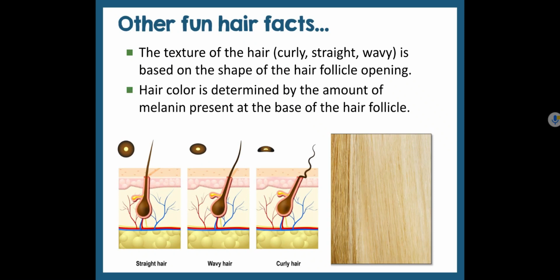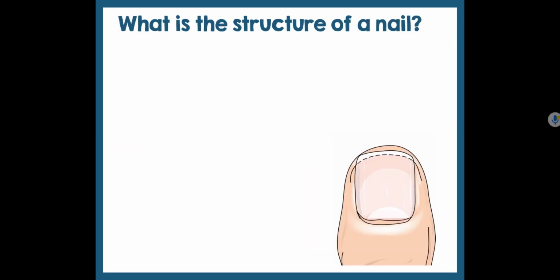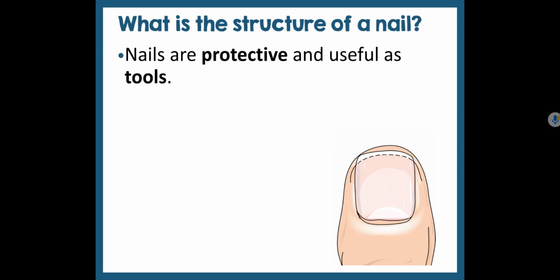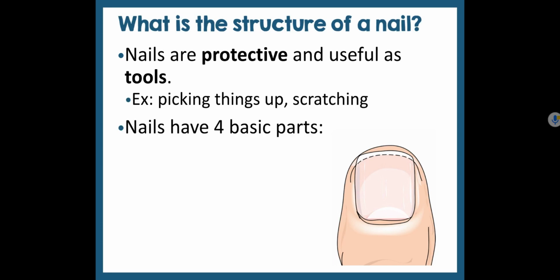A second fact is that hair color is determined by the amount of melanin present at the base of the hair follicle. Now let's finish up by talking about nails. What is the structure of a nail? Nails are protective and useful as tools. For example, you can use them to pick things up and scratch.